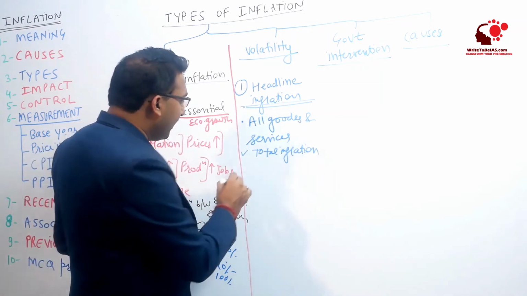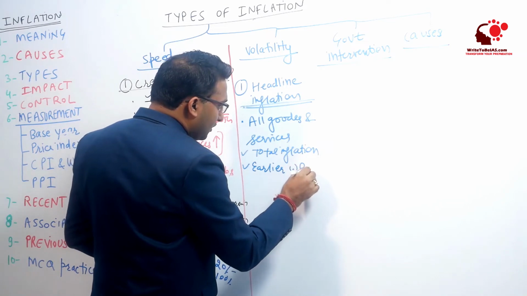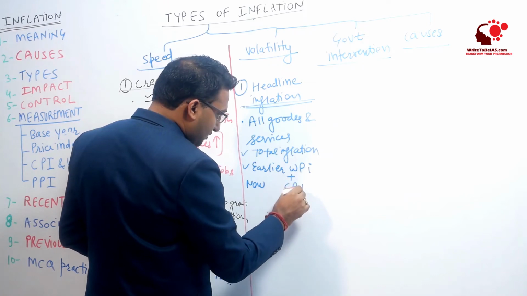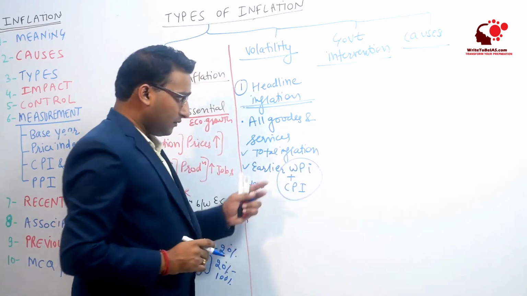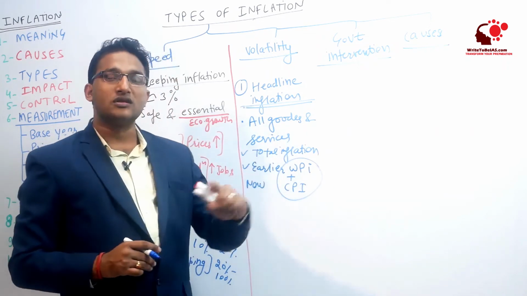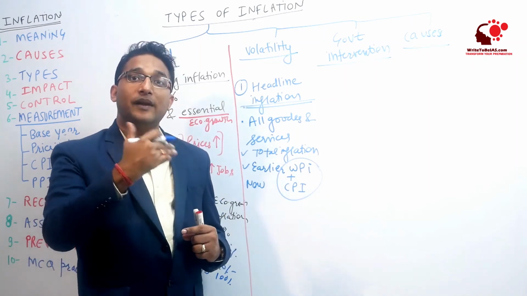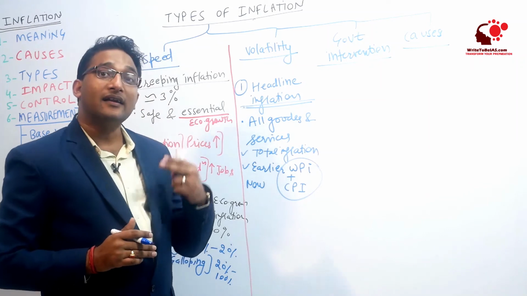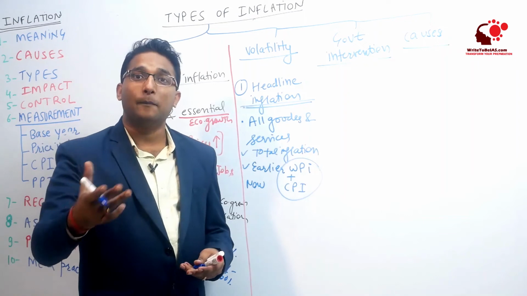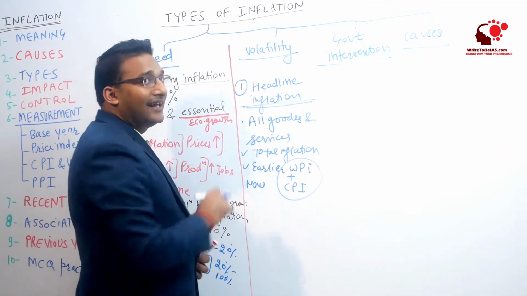In India, earlier it was calculated based upon WPI, and now it is also calculated based upon CPI, Consumer Price Index. So WPI considers all goods but not the services. CPI considers all the goods and services both. So now it is calculated based upon the wholesale price index, that is at the wholesale level, and at the consumer level both. What is the meaning of WPI and CPI? That we will discuss in the upcoming discussion. So this is headline inflation.